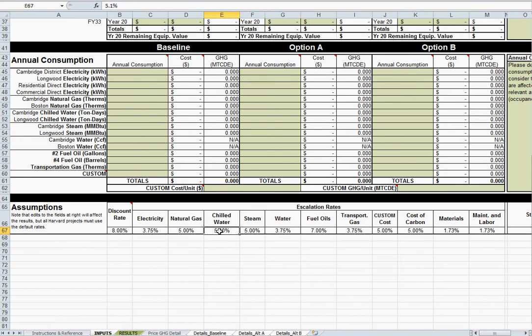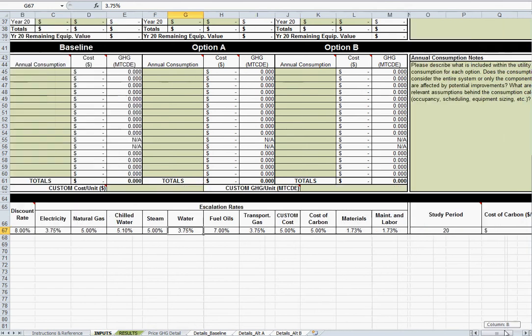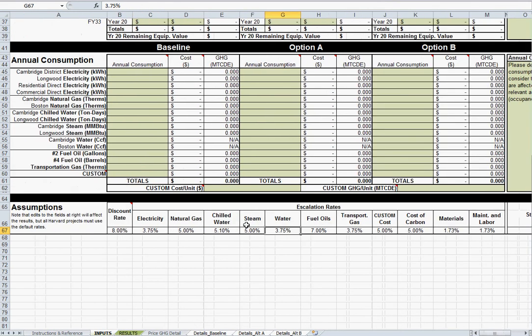But you can see our different rates for chilled water, steam, water, and so on that were developed by engineering and utilities and are carried through. You can edit any one of these cells and they will work. However, if this was being done for Harvard, we want everyone to use our standard escalation rate, so we're seeing apples to apples comparisons.